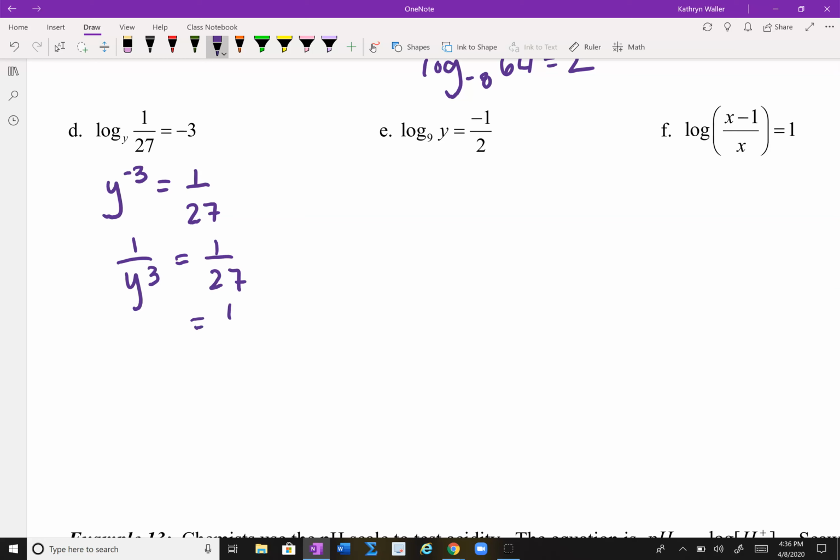And then I'm thinking about this, and I'm like, okay, what to the third gives me 27, right? Well, that's 3. So I'm going to rewrite 27 as 3 to the third. Well, then look, everything matches up. The 1s match up, the 3s match up, and so these things must be the same. So now I know that y must be 3. Remember, it was given in log form, so you have to check it.